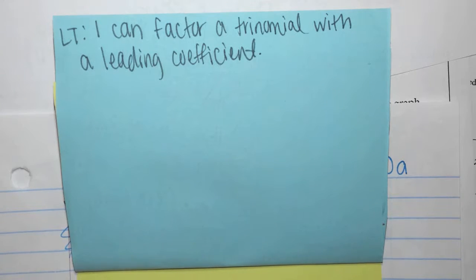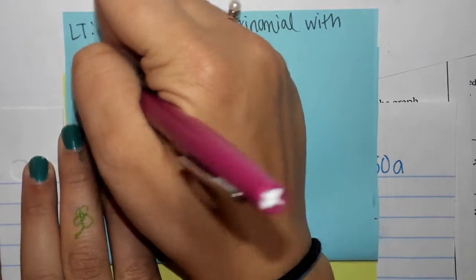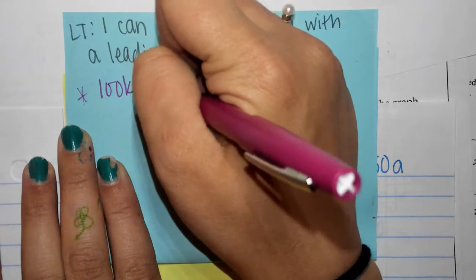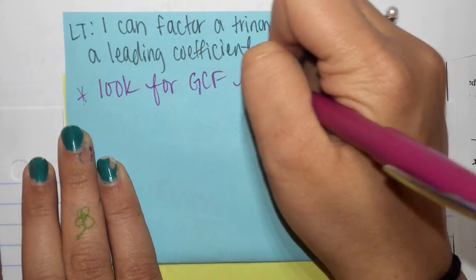Alright, so we need a leading coefficient that's a number this time. Now, what do we have to look for first? GCF. Yes, always look for a GCF first.